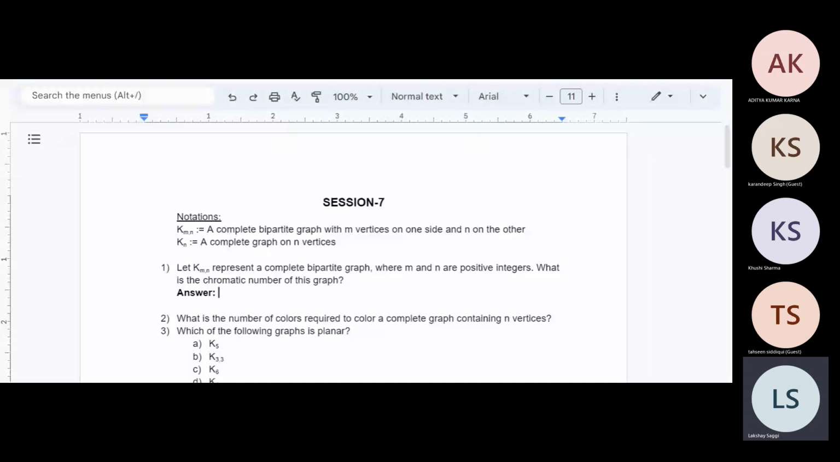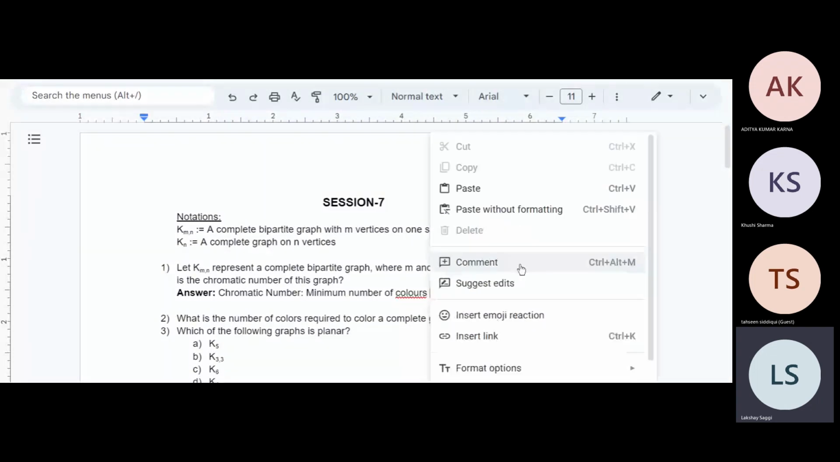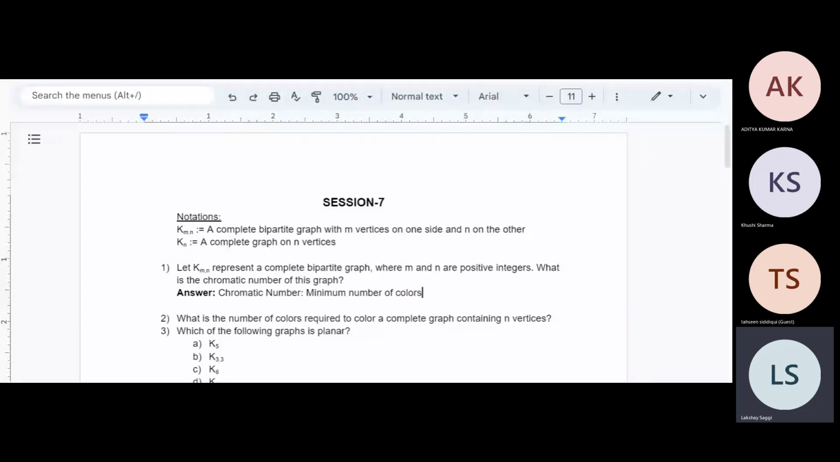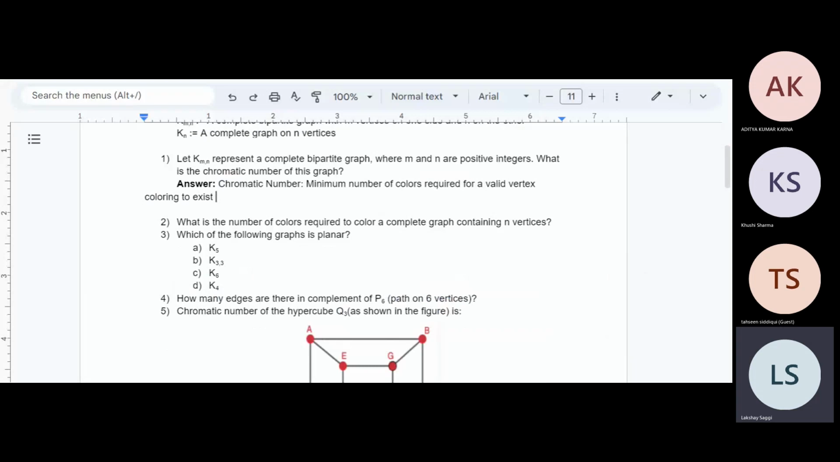Now we need to know what is the chromatic number of this graph. Again, reminding you guys, chromatic number is the minimum number of colors required. You must have seen coloring in this week's lecture: what is basically a coloring of a graph, what is a vertex coloring of a graph. So chromatic number is just the minimum number of colors required so that a valid vertex coloring can exist. I hope this definition is clear to you guys. What is a valid vertex coloring?